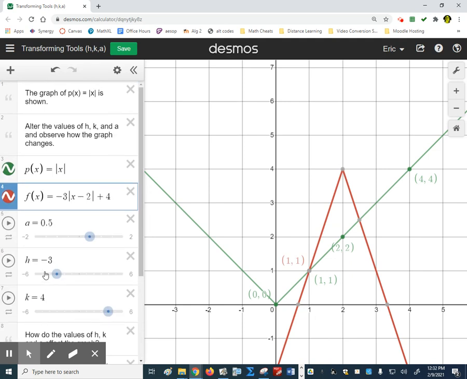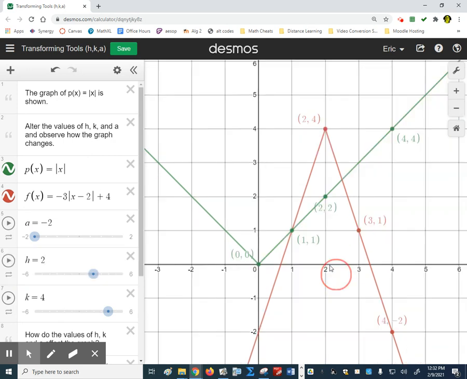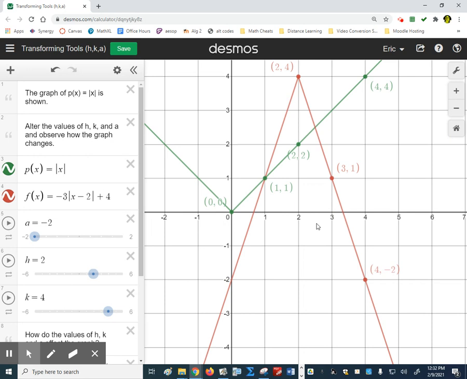Okay, let's see. So this is going to give me, that's a -3, that's a 2, and that's a 4. So there we go, right? Let's look at those points and see if it did the stuff it was supposed to do. Okay, so it looks like, yeah, we went right. The vertex went right 2 and up 4. Check, check. Now, what about the heights?